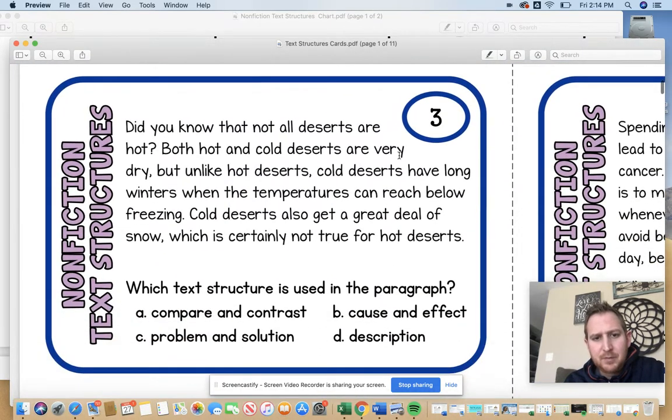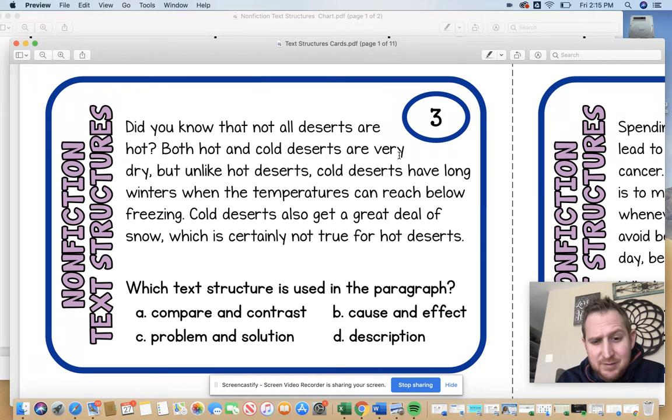Number 3, did you know that not all deserts are hot? Both hot and cold deserts are very dry. But unlike hot deserts, cold deserts have long winters when the temperatures can reach below freezing. Cold deserts also get a great deal of snow, which is certainly not true for hot deserts. Which text structure is used in the paragraph?